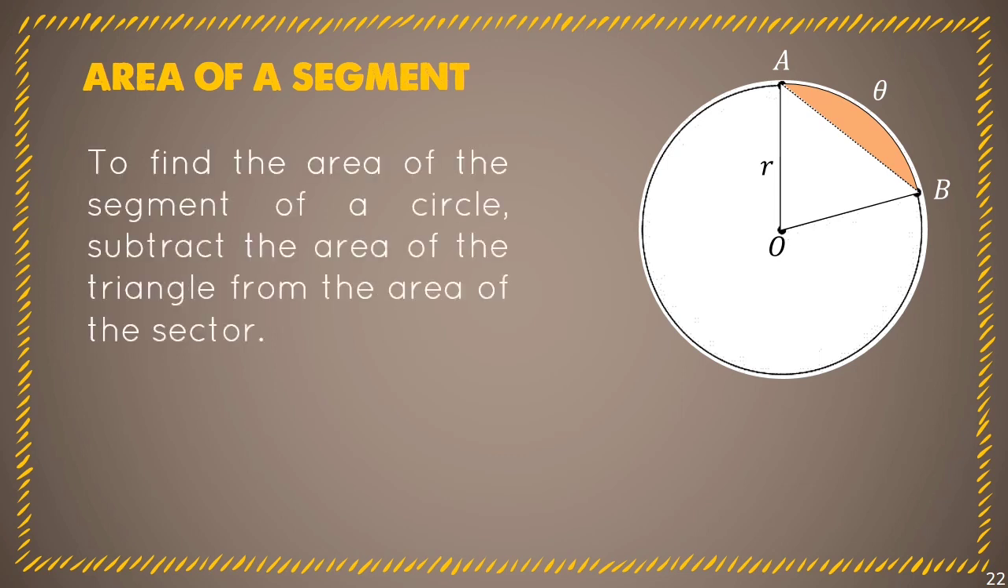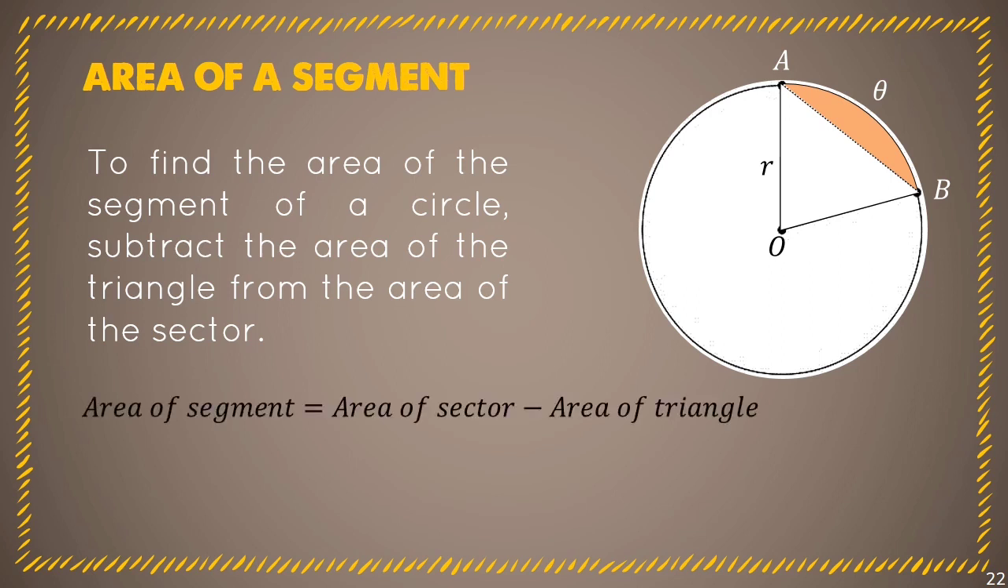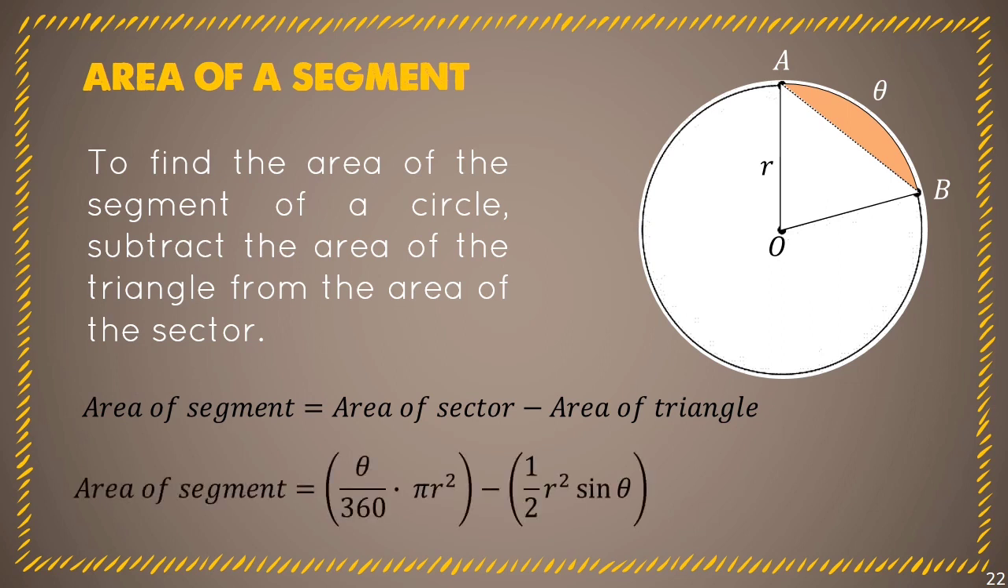To find the area of the segment of a circle, subtract the area of the triangle from the area of the sector. So therefore, we will be using two different formulas to solve for the area of the segment. We have the area of the sector, which is theta over 360 times pi r squared, while for the area of the triangle, we will be using the formula 1/2 r squared sine theta, wherein theta is the measure of the arc and r is the radius of the circle.